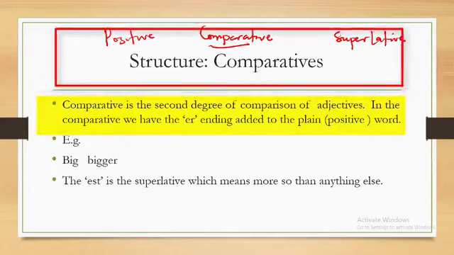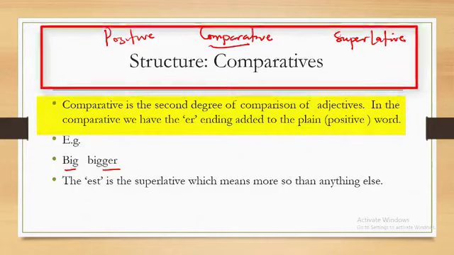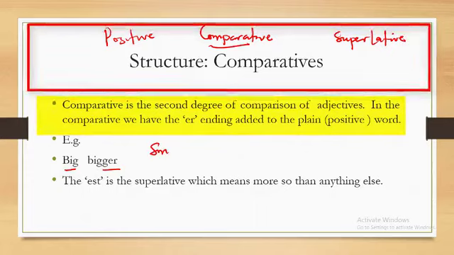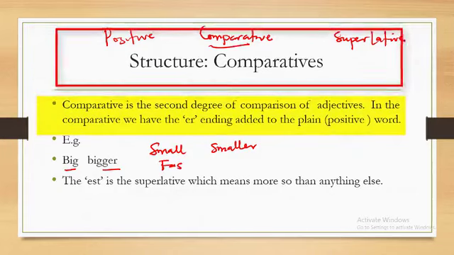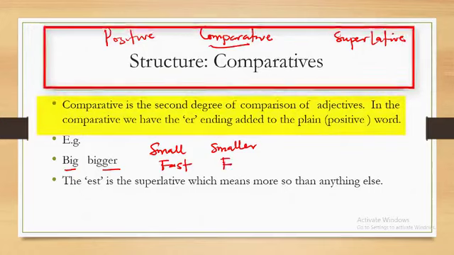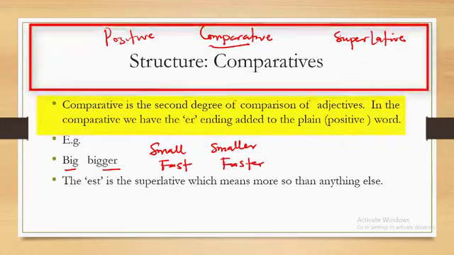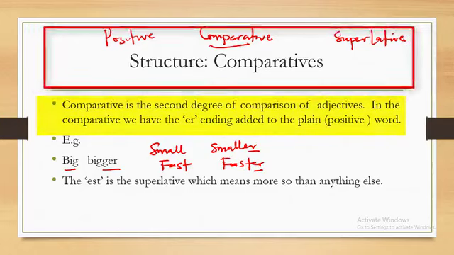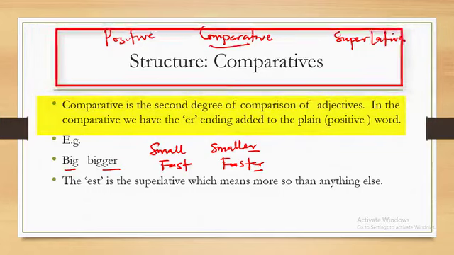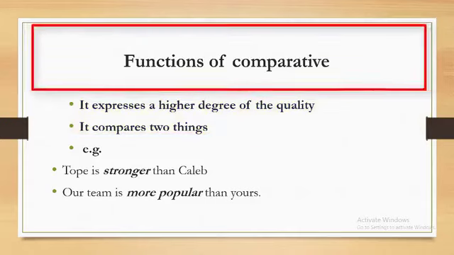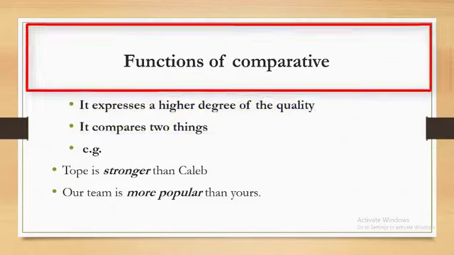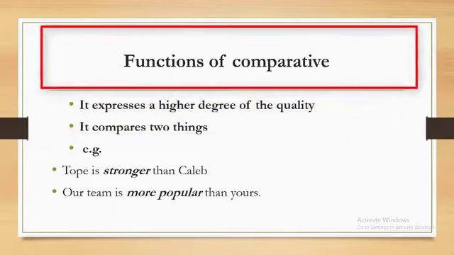We gave an example here. Big becoming bigger in the comparative. Small becoming smaller. Or let's use fast becoming faster. So you can add ER to the positive degree to form their comparatives. Then we add EST to the positive degree to form their superlative. So what are the functions of a comparative degree? It shows a higher degree of the quality of a thing.